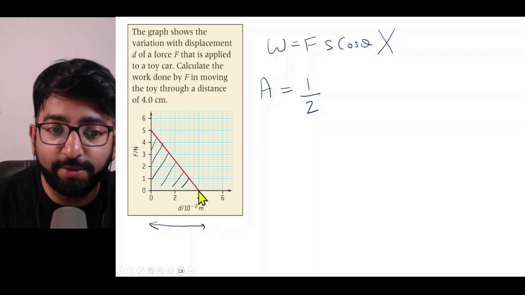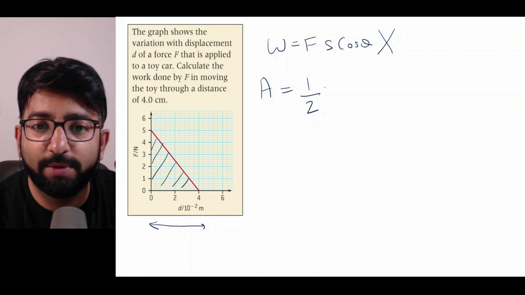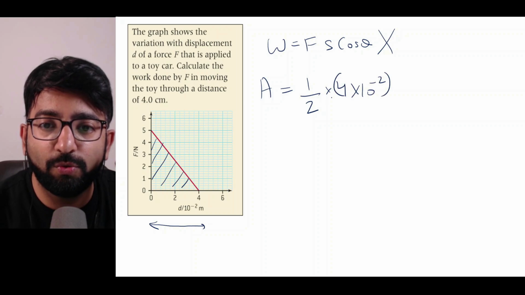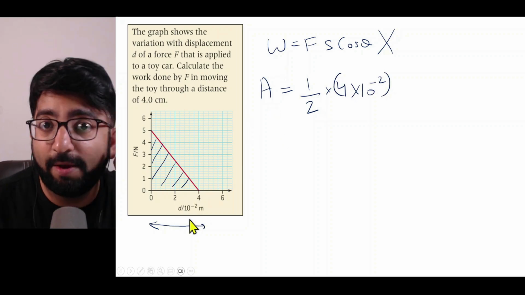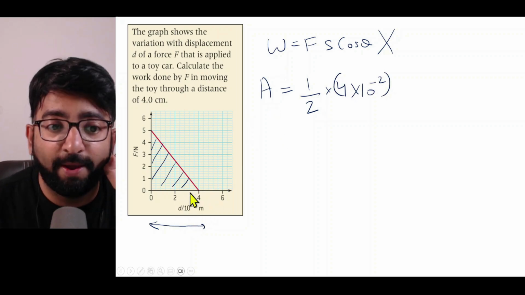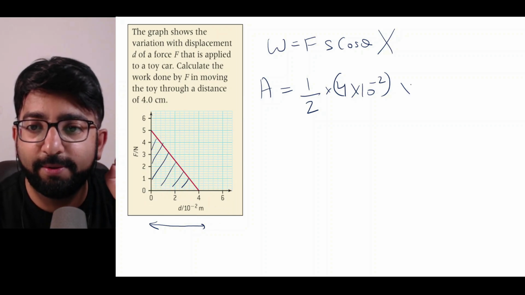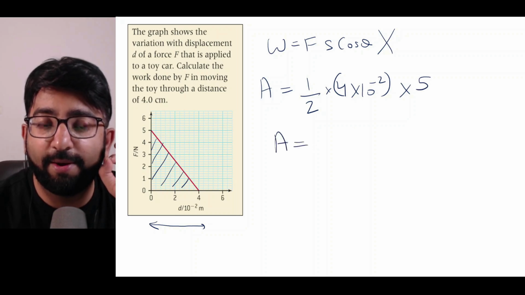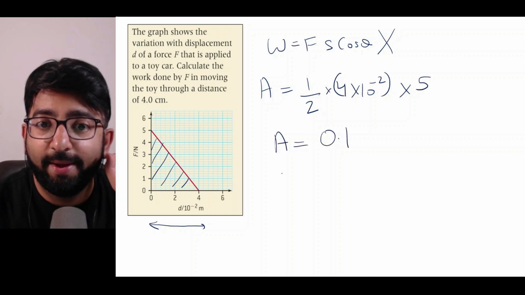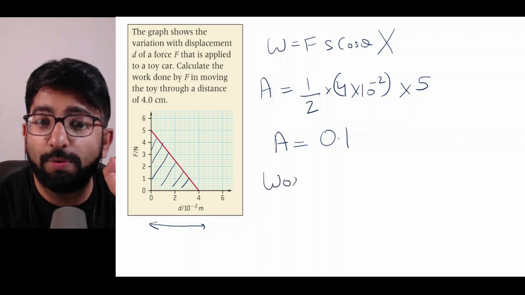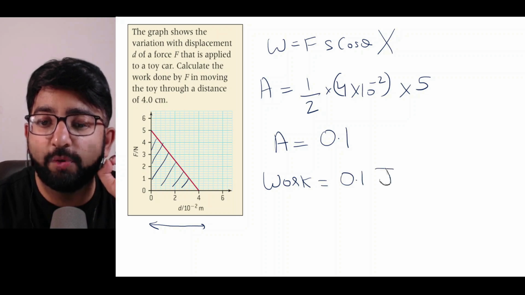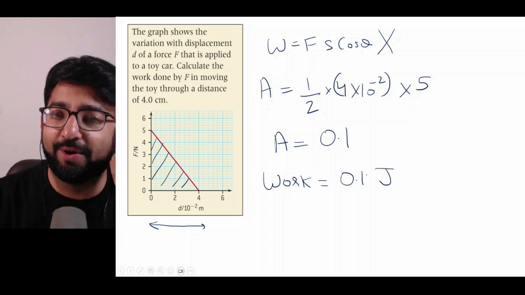But look at the unit on the axis. So we can write down the base as 4 multiplied by 10 to the power minus 2, because on the x-axis they have mentioned 10 to the power minus 2. And the height of this triangle is 5, as you can see here. So we multiply this by 5. And now if we simplify this, we will get the area as 0.1. Hence, we can now write down the work done by this variable force will be equal to 0.1 joules, since joules is the unit of work.